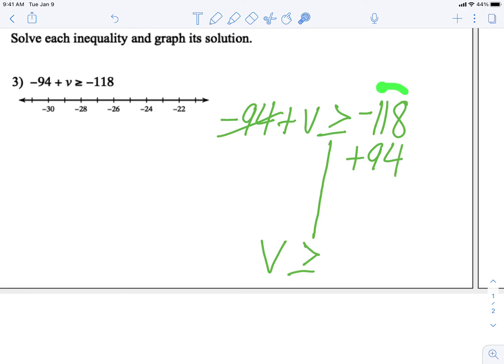Now these two are not the same signs. So that means I have to subtract. So 118 minus 94 is 24. And it's a negative 24 because 118 is bigger and 118 is a negative. Right? You always use the sign of the bigger number.